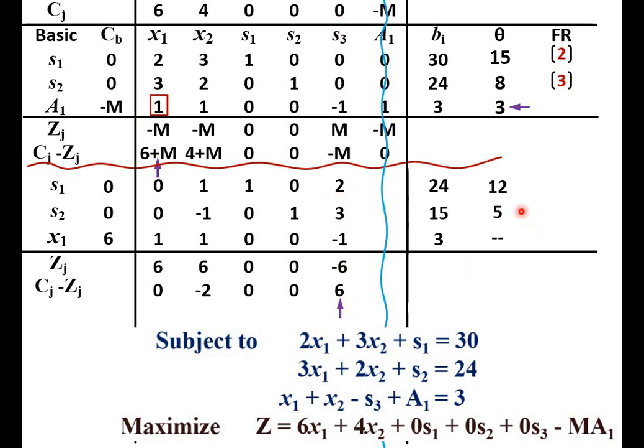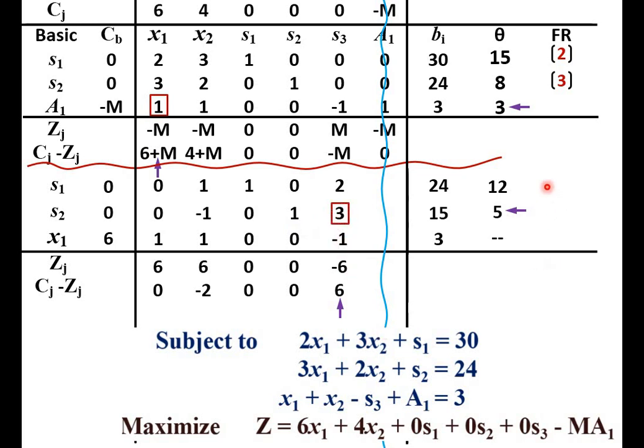Now find out the theta for the selection of key row. That is also very simple. 24 by 2 means 12. 15 by 3 means 5. 3 by minus 1, that is negative. So no need to write the value, because you know that theta is always minimum positive ratio. So don't waste the time for writing the negative values over here. Now select the minimum value so that this will be your key row. And the intersection of key column and key row is known as key element.